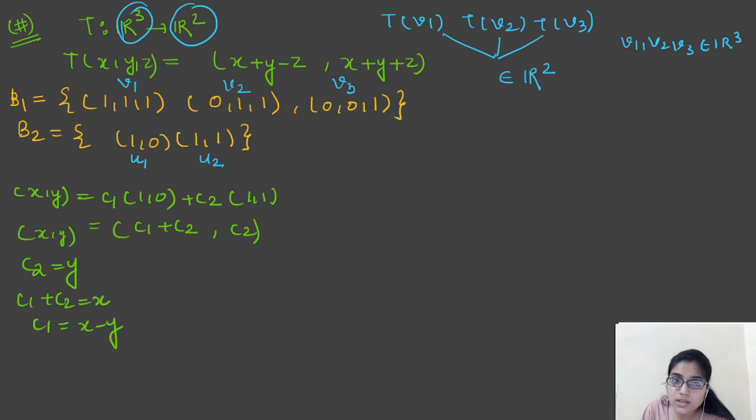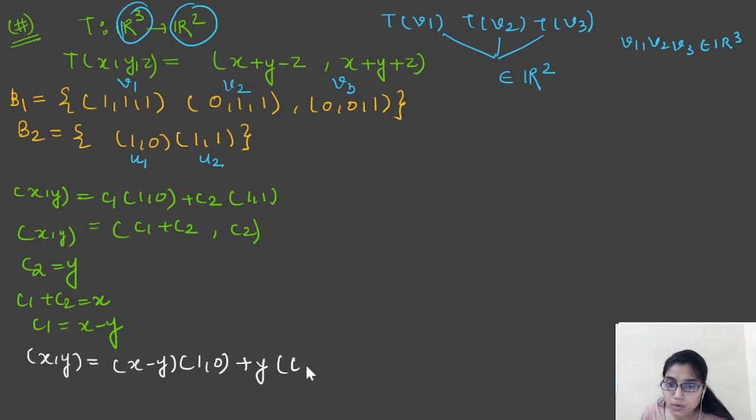So you can in general write down a member (x, y) as (x minus y) times (1, 0) plus y times (1, 1). Okay, this is what you are getting. Now it's time to find out the images of V1, V2, V3.